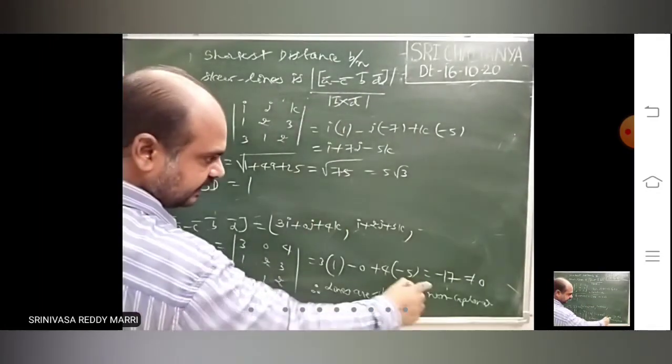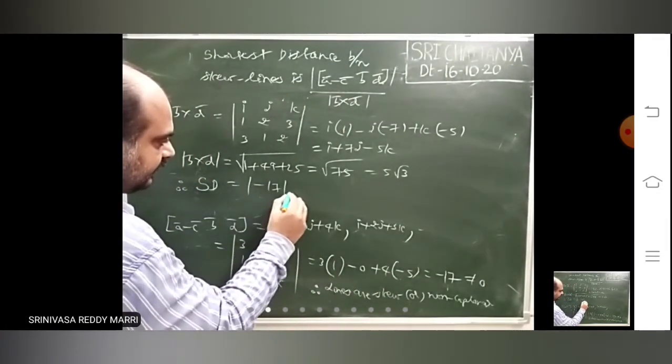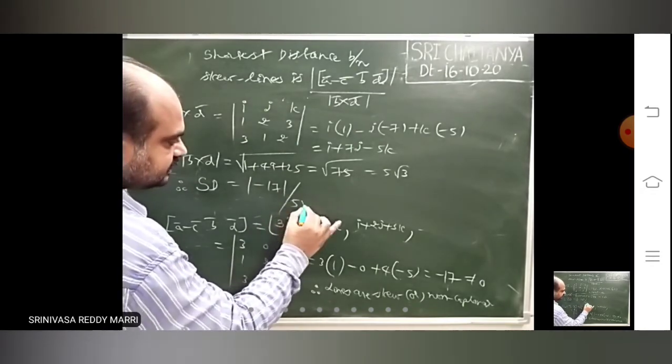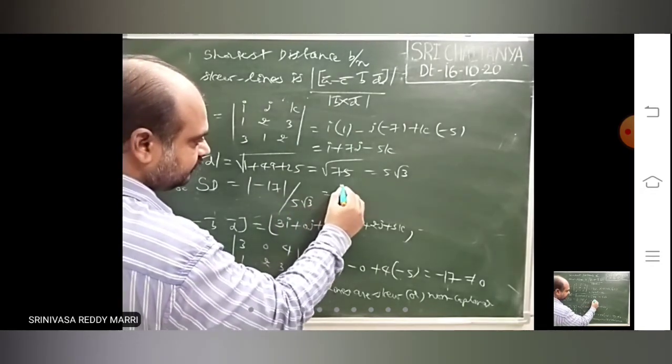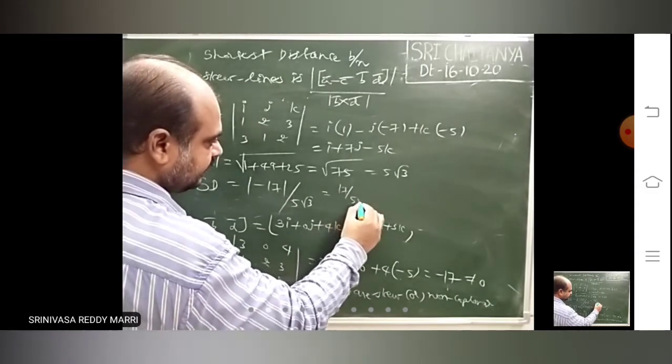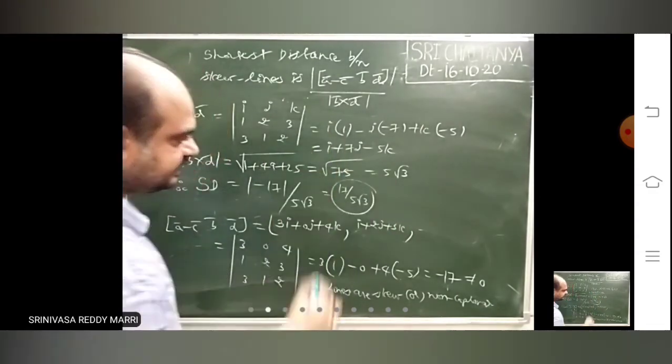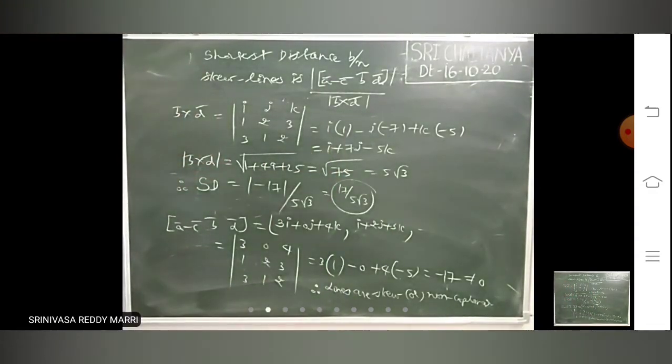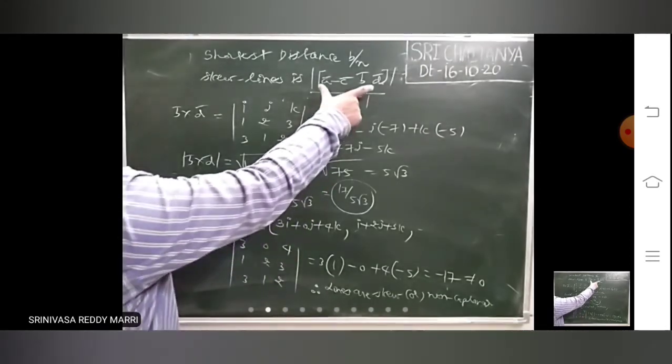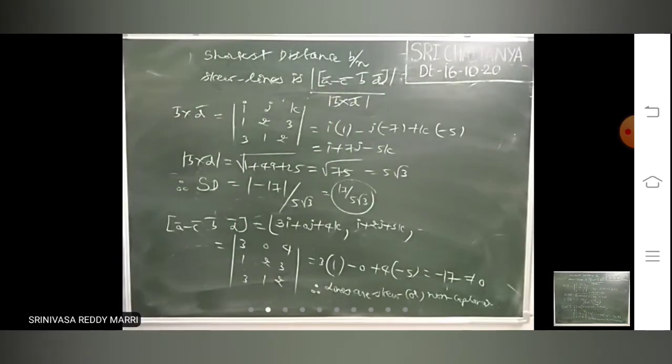Modulus of the box product, this is calculated, minus 17, divided by modulus B cross D, which is 5 root 3. So 17 divided by 5 root 3. This is called the shortest distance between skew lines. Just from the given equations, identify A bar, B bar, C bar, D bar, and then calculate this one. The ratio is nothing but the shortest distance between skew lines.